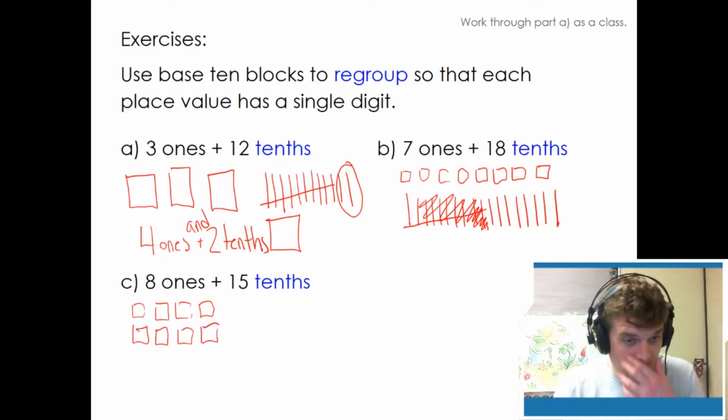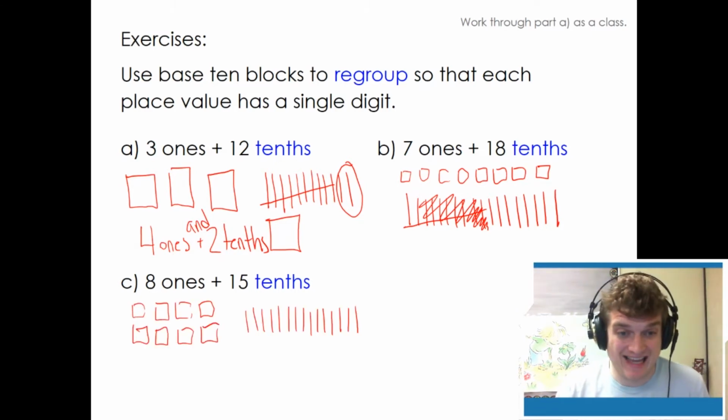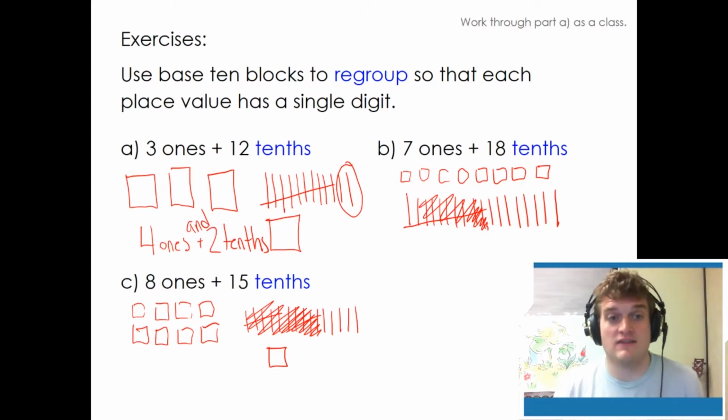Last one, 8 ones, 15 tenths. We're crossing off 10. 5, 10. That gives us another 1. We're left with 9 ones and 5 tenths.